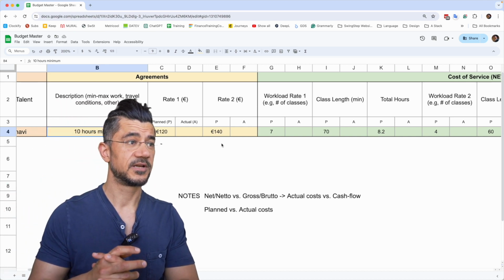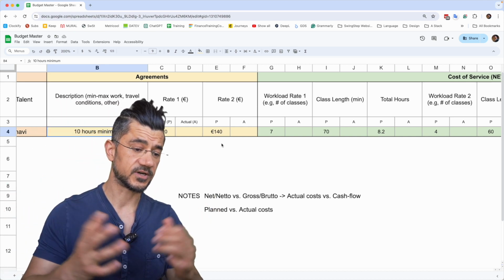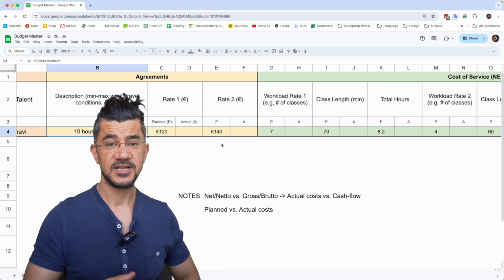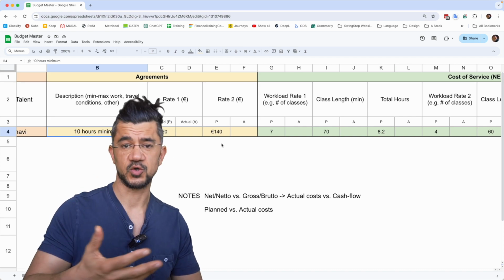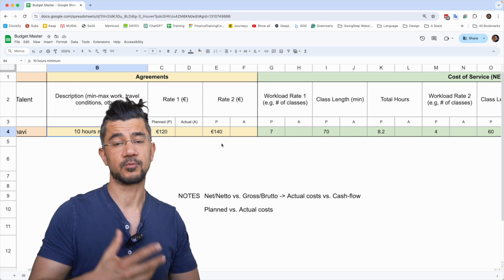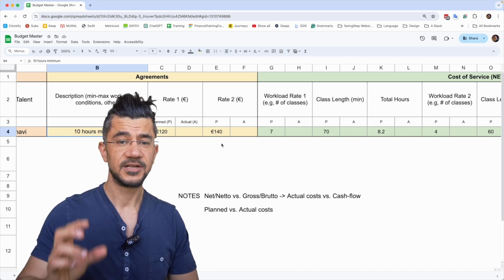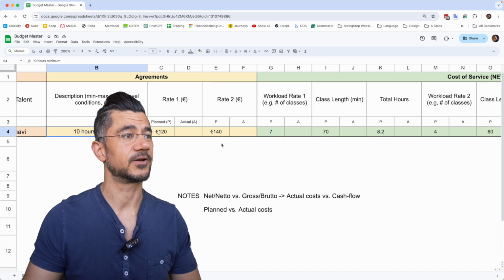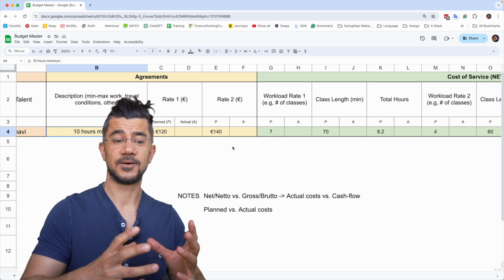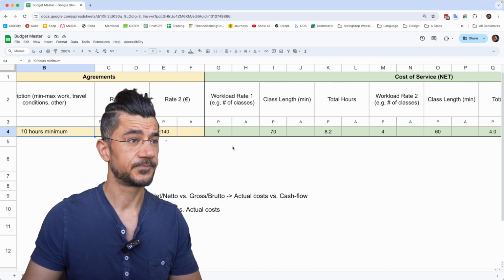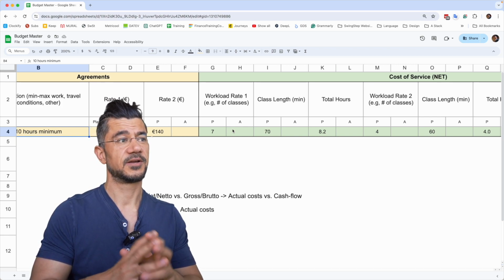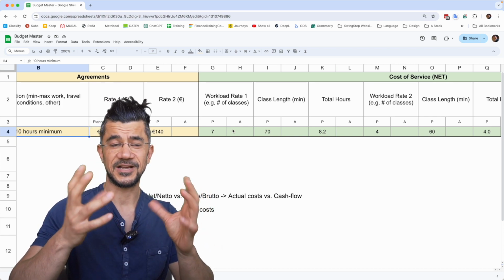So for example, in the dance industry, it's very common that if you teach alone, you have one price. If you teach with a partner, you have another price. If you want to judge or speak or perform, there are other prices around that. So you want to parse those out and have a clear understanding of what you should include in your budget. And then for each of those services, you have a separate workload calculation.